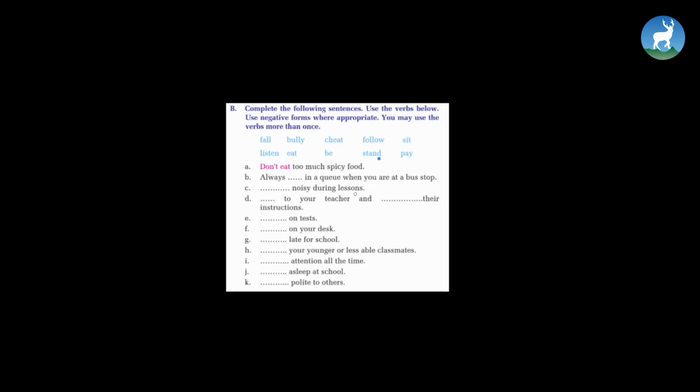Dash noisy during lessons. Don't be lazy. We're using the negative forms. Don't be lazy during lessons. Listen to your teacher and follow their instructions. Do not cheat on tests. Dash on your desk. Sit on your desk. Do we sit on our desk? No. So, we write do not sit on your desk.